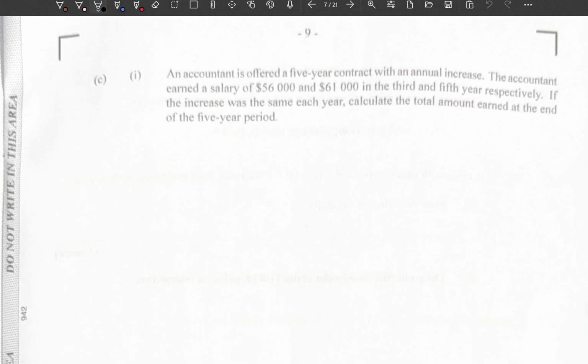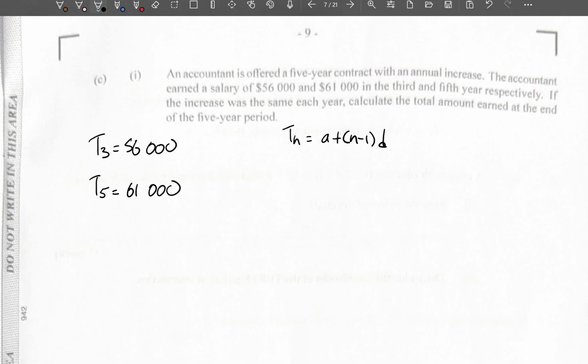They're telling us that the amount in the third year, we'll call that T3, is 56,000, and the amount in the fifth year, T5, is 61,000. And they said that the increase was the same each year. That sounds to me like an arithmetic progression. And what's the formula for the general term in our AP? That's going to be a plus (n minus 1) times d.